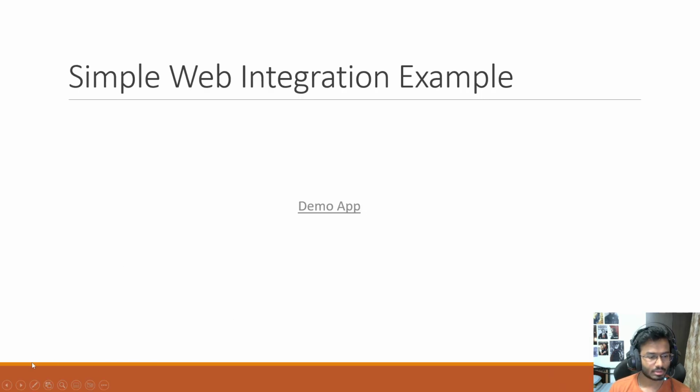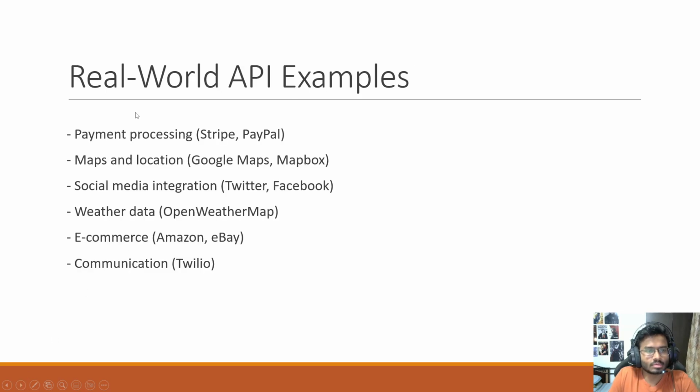Alright, so let's go back to our slideshow. A few real world API examples I can give are payment processing like Stripe or PayPal, like when you go shopping online. These apps don't have their own payment portals, but instead they have integrated PayPal or Stripe, so that way you can do the payments and place your order.